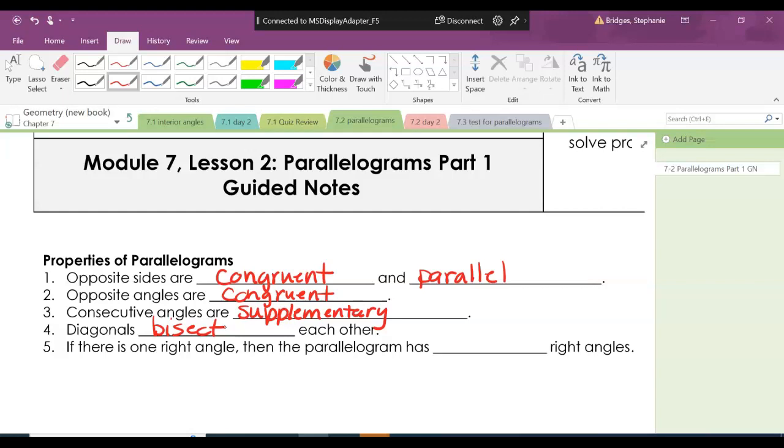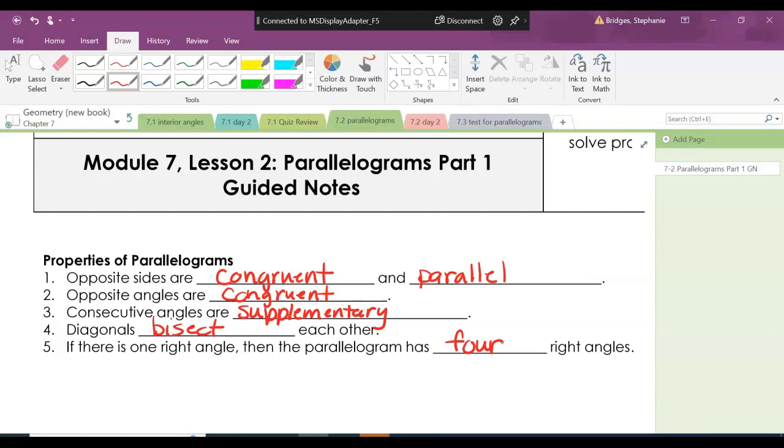And then the last one says, if there is one right angle in a parallelogram, then the parallelogram is going to end up having 4 right angles. So if one of your angles is 90 degrees in a parallelogram, all 4 of them will be 90 degrees, which would make it a specific type of parallelogram that we haven't talked about yet.